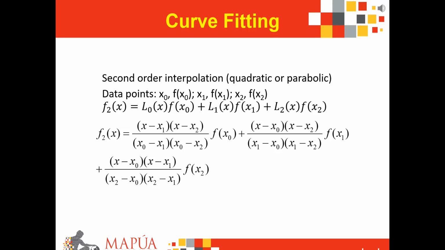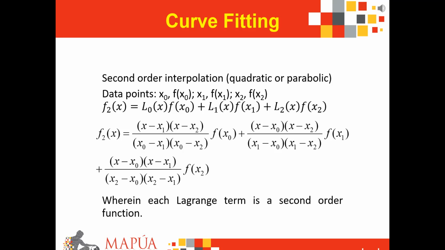And finally, in order to determine your L2 of x, that would mean x minus other values of x except x2. So that would mean a continuous product of x minus x0 multiplied with x minus x1. Thus, for your denominator, you would have the data point x2 minus x0 multiplied with x2 minus x1, giving you as your L2 of x, multiplied to your function fx2. Note that each Lagrange term on this given particular function is a second order function.